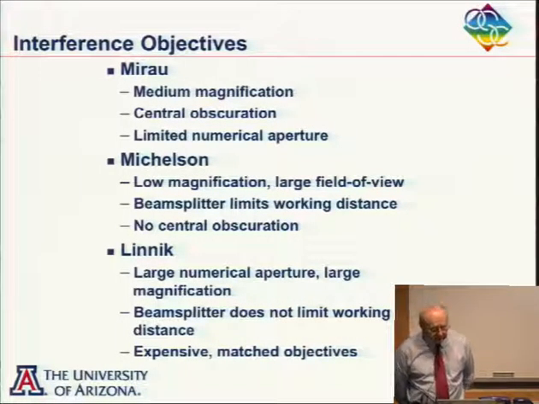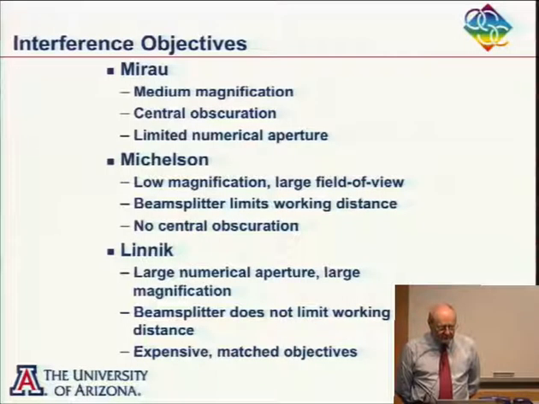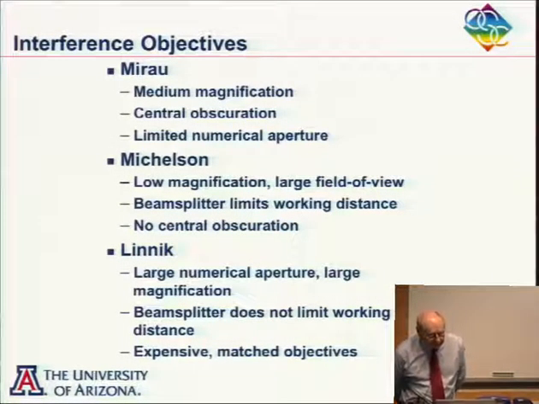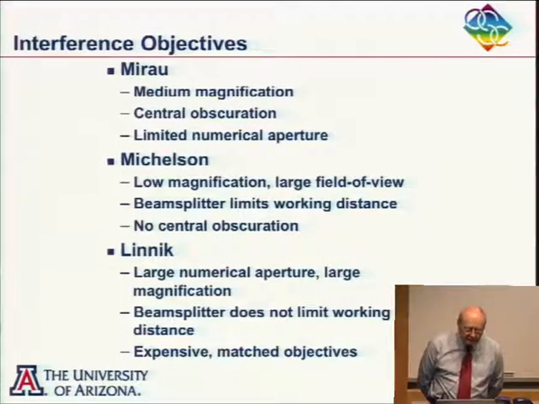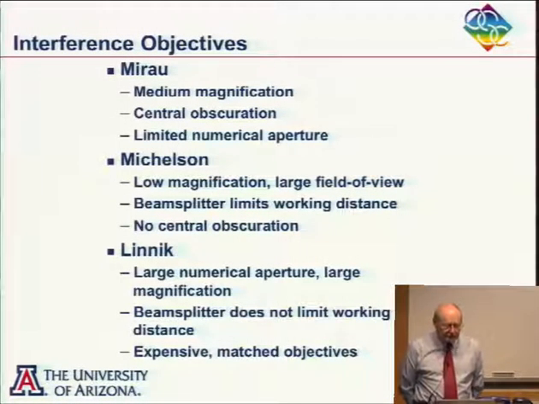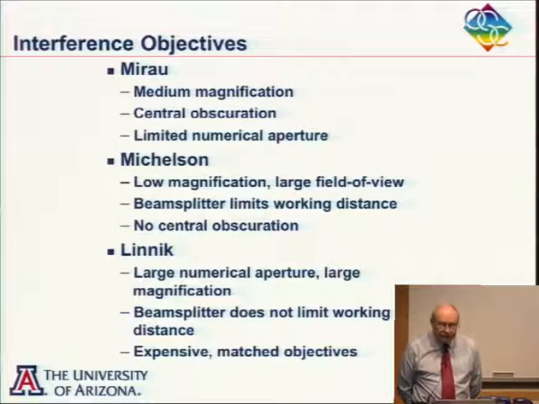So a summary here is the Mirau, medium magnification. We have a central obscuration, so that limits the field of view. And we have limited numerical aperture because we have that glass between the objective and the sample. A Michelson you generally use for low magnification. You have a large field of view. The beam splitter limits the working distance. And there's no central obscuration, so you can have the large field of view.